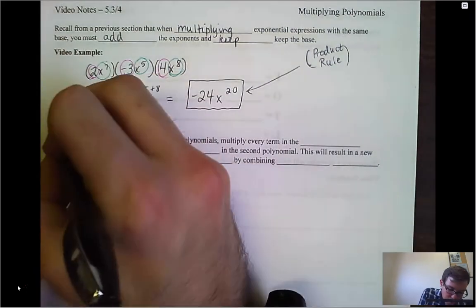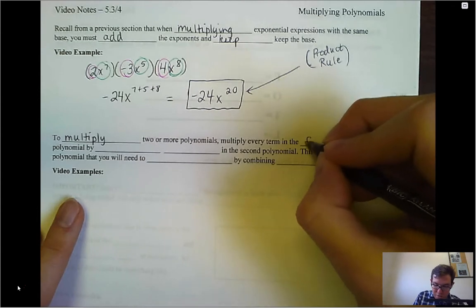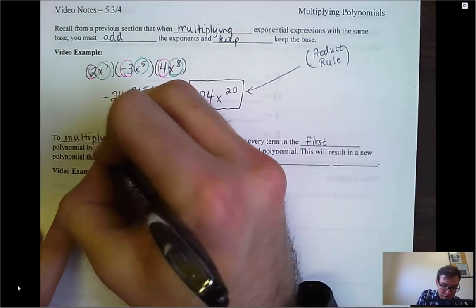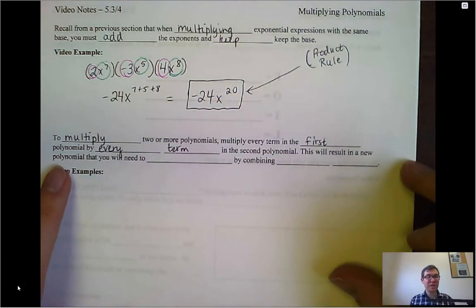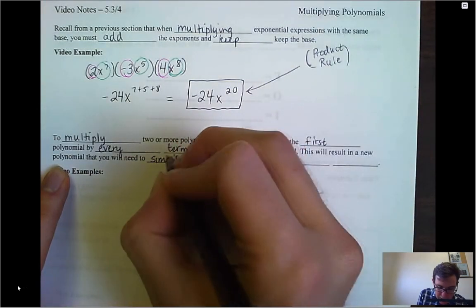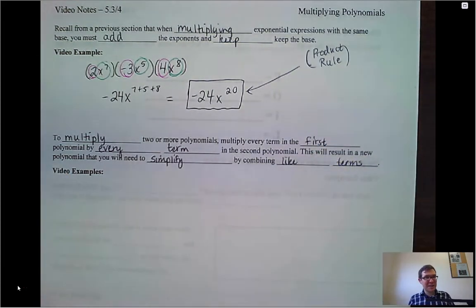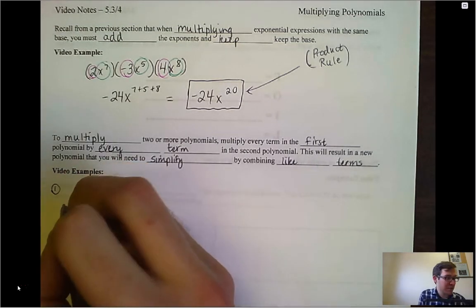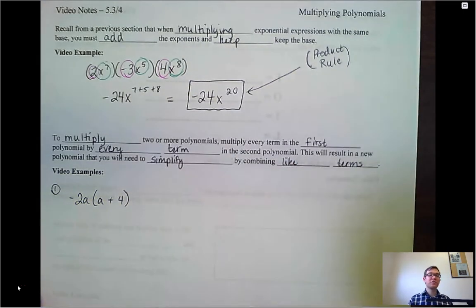To multiply two or more polynomials, in general, multiply every term in the first polynomial by every term in the second polynomial, and you'll get a new polynomial that you will need to simplify by combining like terms. Just like we did in the last section, we talked about combining like terms to simplify, and we're going to do the same thing in this section. One example of something we'll see is negative 2a times the quantity a plus 4.